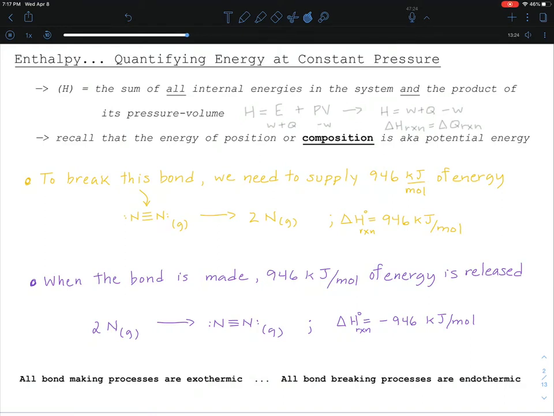So for us, we want to write down, what did they just say to us? Well, H for the enthalpy, otherwise known, you guys, as the heat of the reaction. Let me show you why.